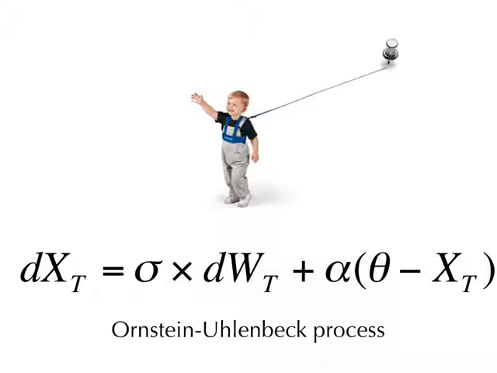I could cut the cord completely with alpha 0. Then what happens? It's just random, just Brownian motion again. So if I set alpha to 0, it's just Brownian motion.